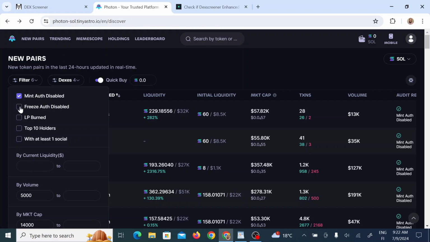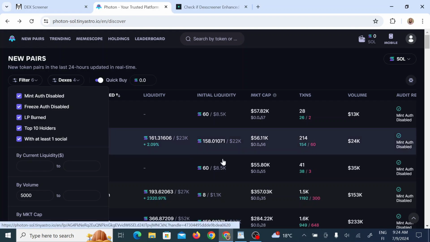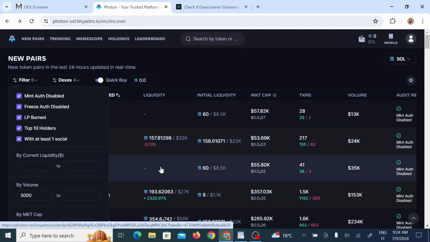Secondly, ensure that the freeze is disabled. And this is because some developers may include an option in the contract that allows them to freeze your ability to sell your tokens if you're holding a significant amount of money. And this means you may not be able to sell your tokens even when you are already profitable. Next, ensure that the LP is banned. So checking the top 10 holders ensures that the bot only displays tokens where the top 10 holders are not holding a significant amount of the tokens. Next, you can check the last option to ensure that the tokens that display here have at least one social.